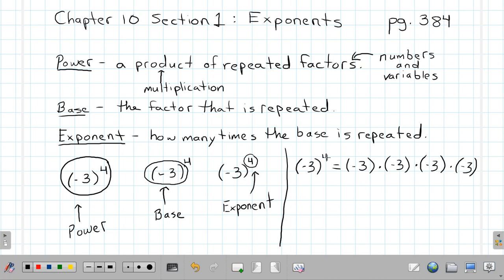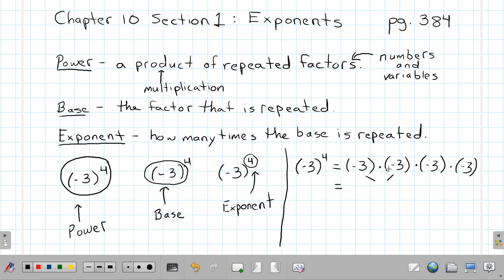When you have an exponent, it tells you how many times you repeat the base. So in this case, since the base is -3 and the exponent is 4, we have -3 times itself a total of 4 times. So it repeats itself 4 times. And I do want to point out this is multiplication, okay, a product. It is a multiplication.